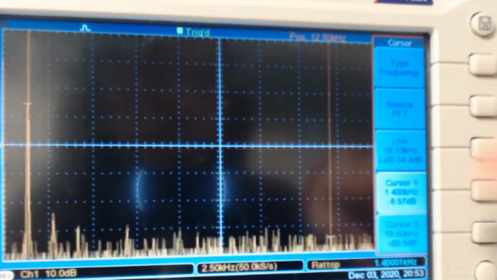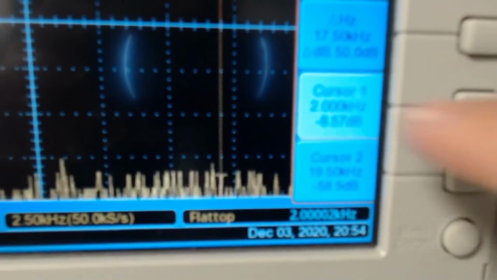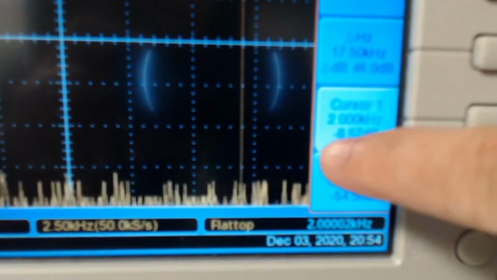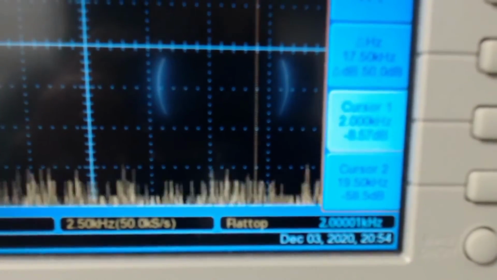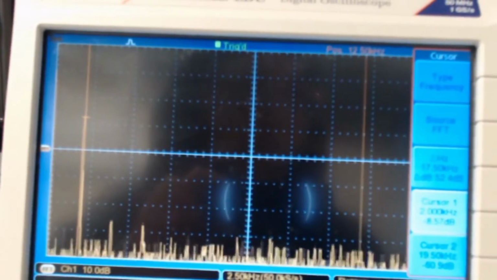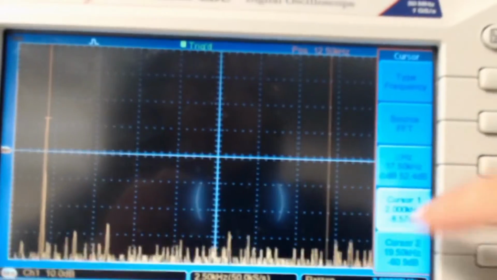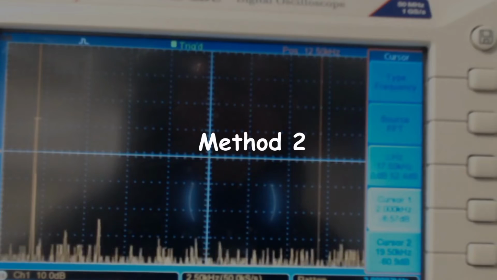1.4. -6.57. 2 kilohertz, -8.57 dB. Okay, so this is our final frequency. Actually, because I know the cutoff frequency is around 1.5, 1.6, that's why I stop at 2 kilohertz. Let's say you don't know any information, so you have to keep trying.